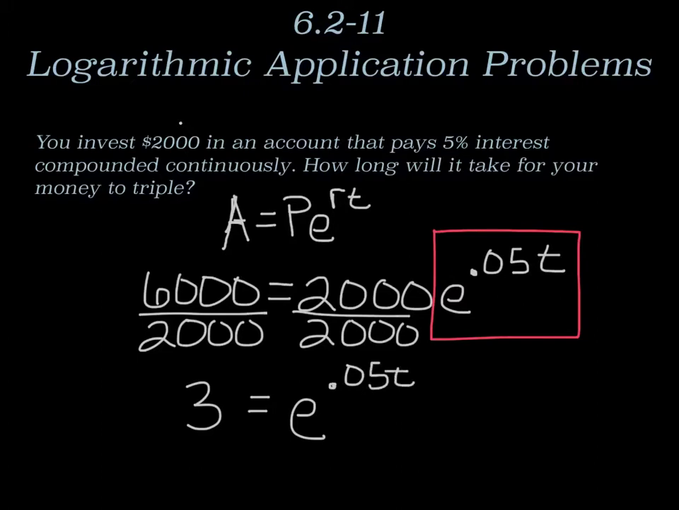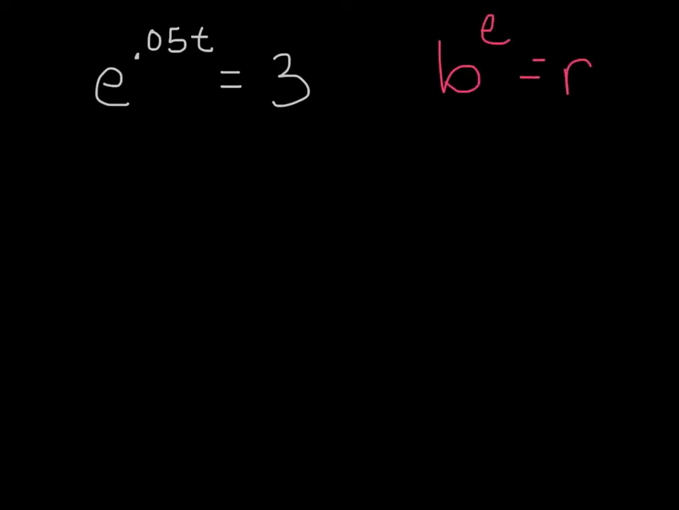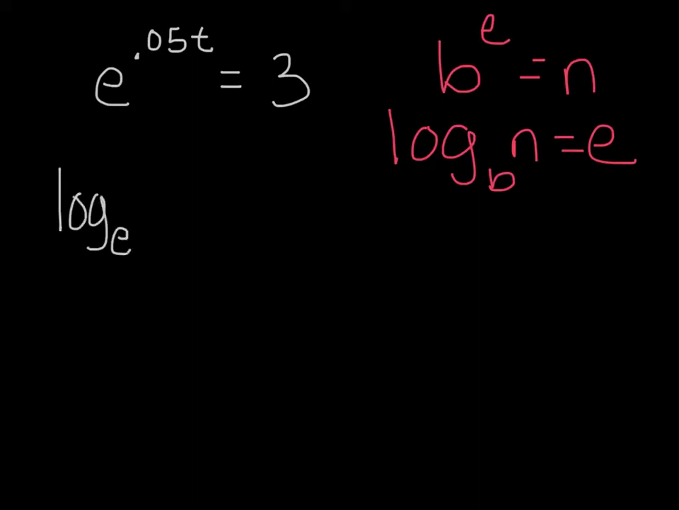That's okay. So now what I want you to do is rewrite this so that the exponential part comes first and the answer comes second. So I'm going to go to another page. All right, so we have e to the 0.05t equals 3. And the reason I'm having you rewrite it is so that it is in Ben form, base to the exponent equals number. Because then we can rewrite it in Benny, log base b of n equals e. So we're going to say log base e of 3 equals 0.05t.